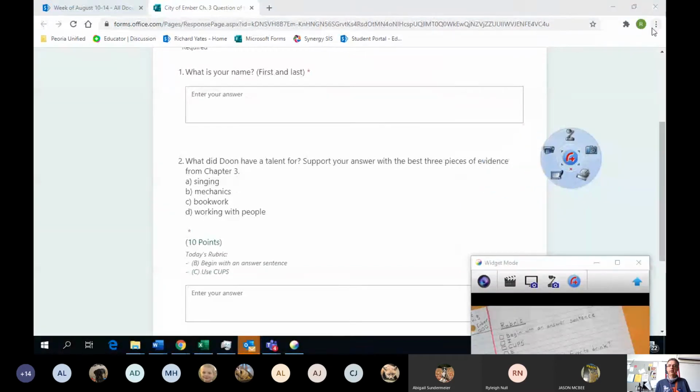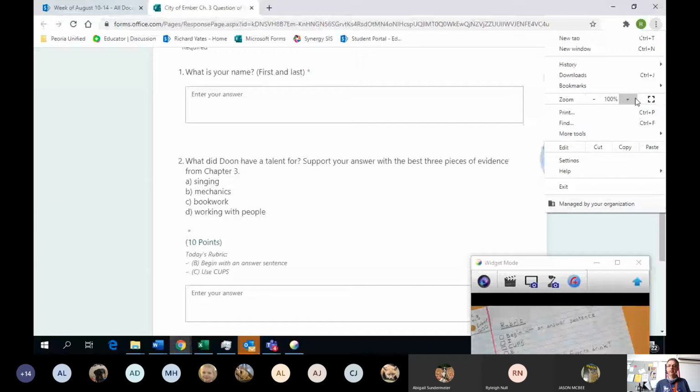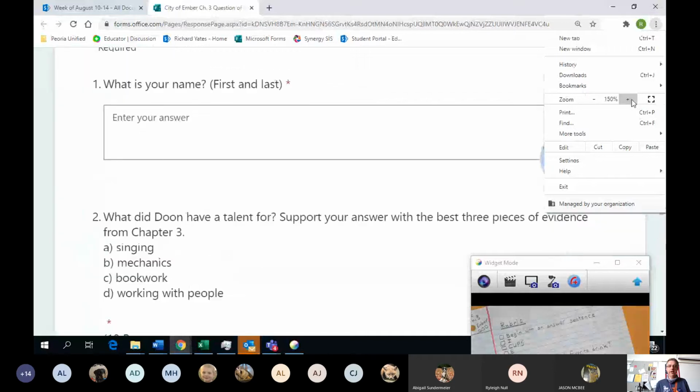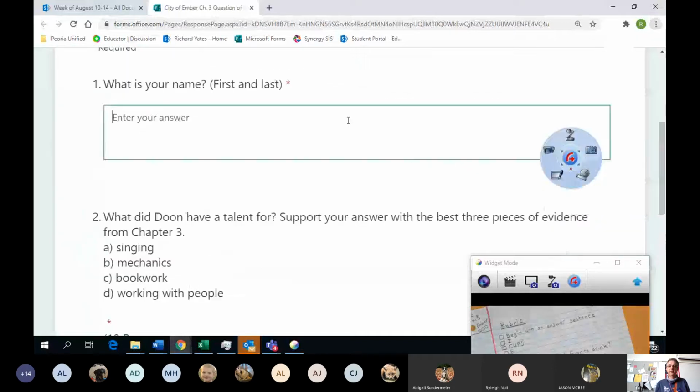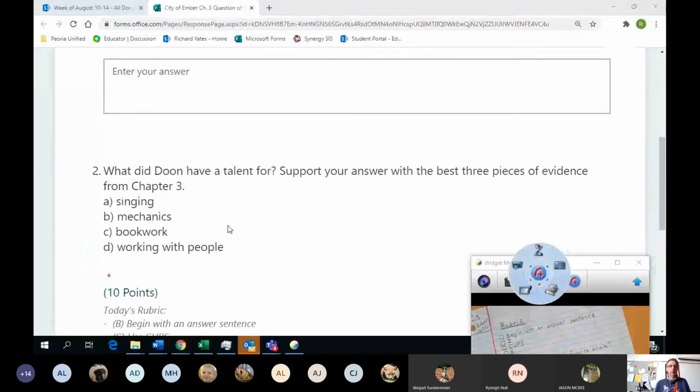Today's chapter, we're going to be reading a lot about Dune. And the question I wanted to ask you about is, first of all, what did Dune have a talent for? So I gave you some choices here: singing, mechanics, bookwork, or working with people. Based on what you read in chapter 3, I want you to see what you think talent Dune had. What could he do well?